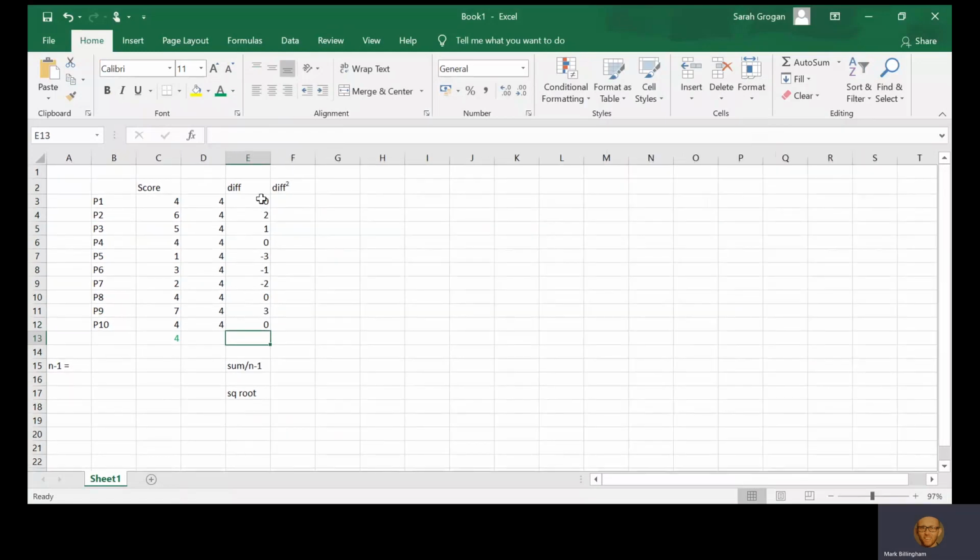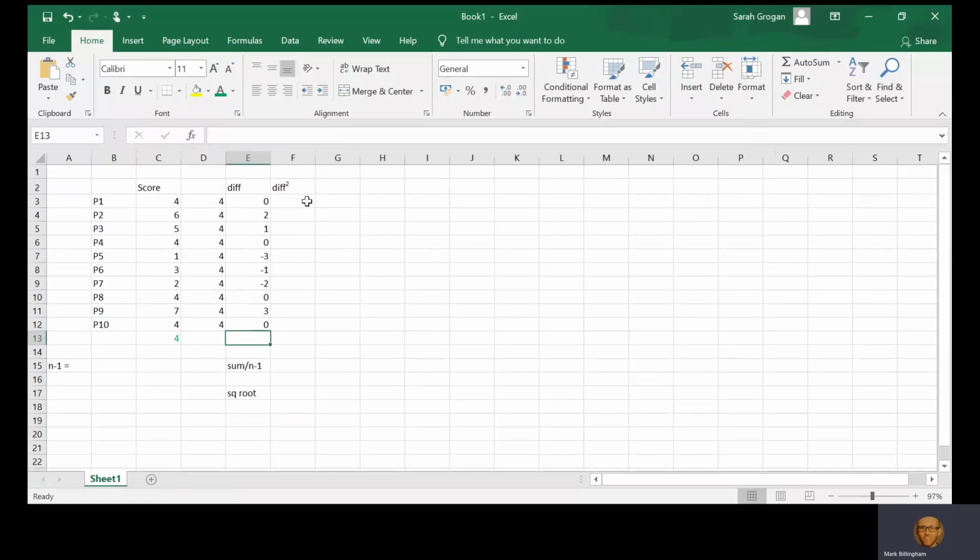And what I can see is that those scores add up to 0. So minus 2, minus 1, minus 3 is minus 6, plus 1, plus 2, plus 3 is plus 6. So they add up to 0, which is what you want to happen with your differences.